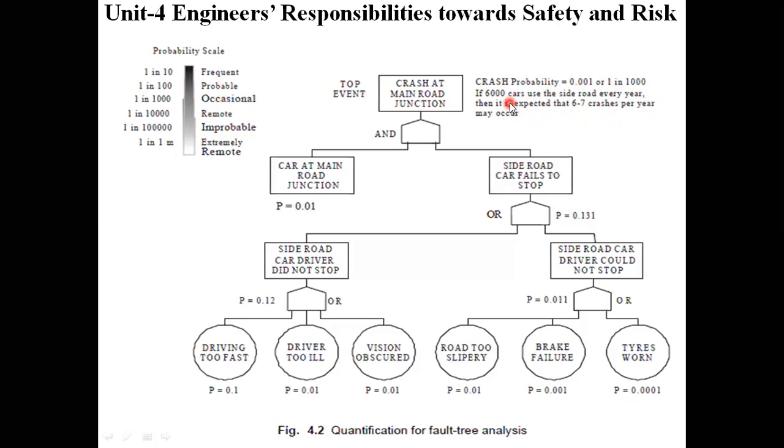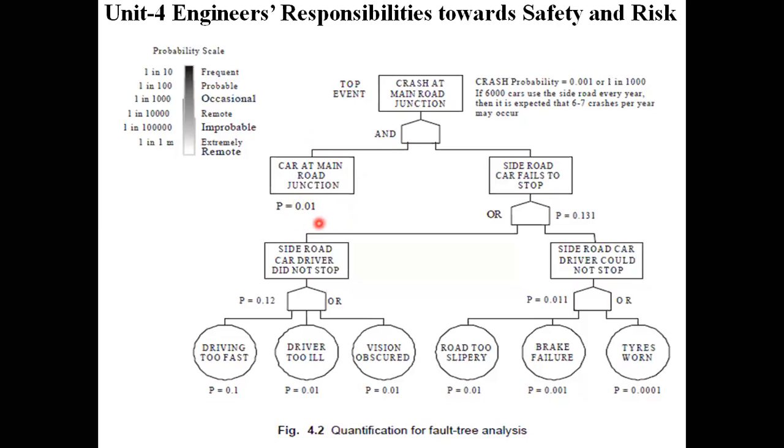అంటే 6,000 కార్స్ యూస్ చేస్తే, ఫర్ ఎగ్జాంపుల్ ఇక్కడ 1 in 1000 అన్నాం కదా, అప్పుడు 6,000 కార్స్ యూస్ ద సైడ్ రోడ్ ఎవ్రీ ఇయర్, దెన్ వీ మే ఎక్స్పెక్ట్ దట్ 6 to 7 crashes per year may occur అట్లా అనుకుంటాం అనమాట. దెన్ ఇట్ ఈస్ గివెన్ టు అండ్ లాజిక్ కార్ ఎట్ మెయిన్ రోడ్ జంక్షన్, that probability is 0.01 here. 0.01 is given here. That means 100లో ఒక వన్ టైం అనమాట. 100లో ఒక కార్ని తీసుకుంటున్నాం అనమాట.